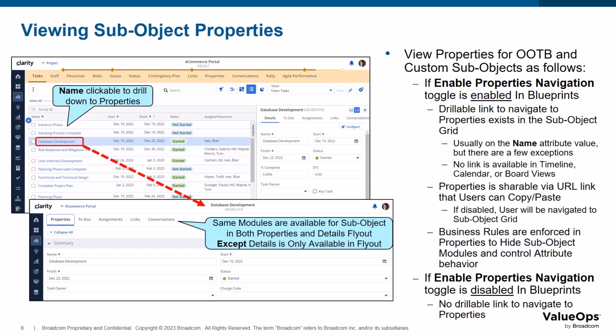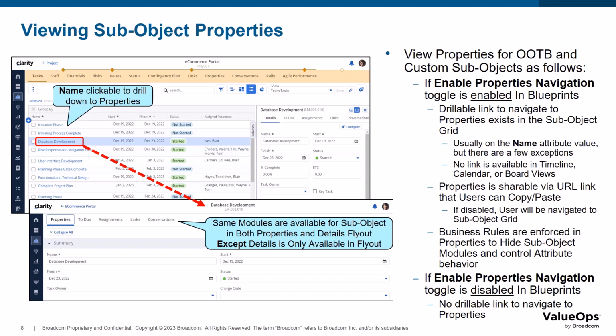Note that the same modules that are configured in the project blueprint for e-commerce, for tasks, are the same modules that are displayed in the details flyout as are showing in the properties screen, which is to-dos, assignments, links, and conversations.